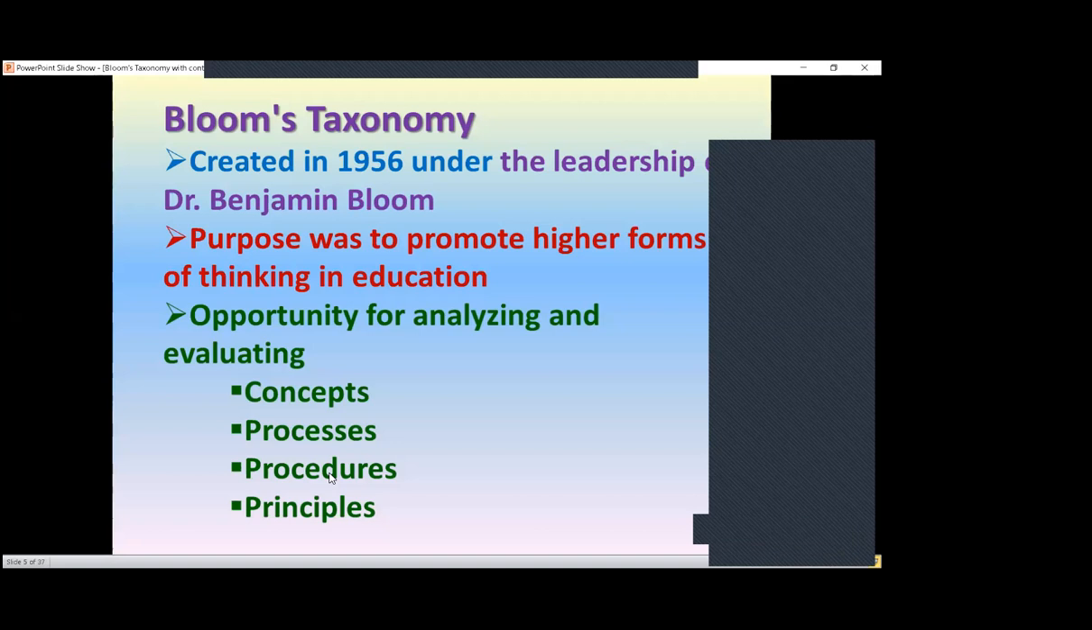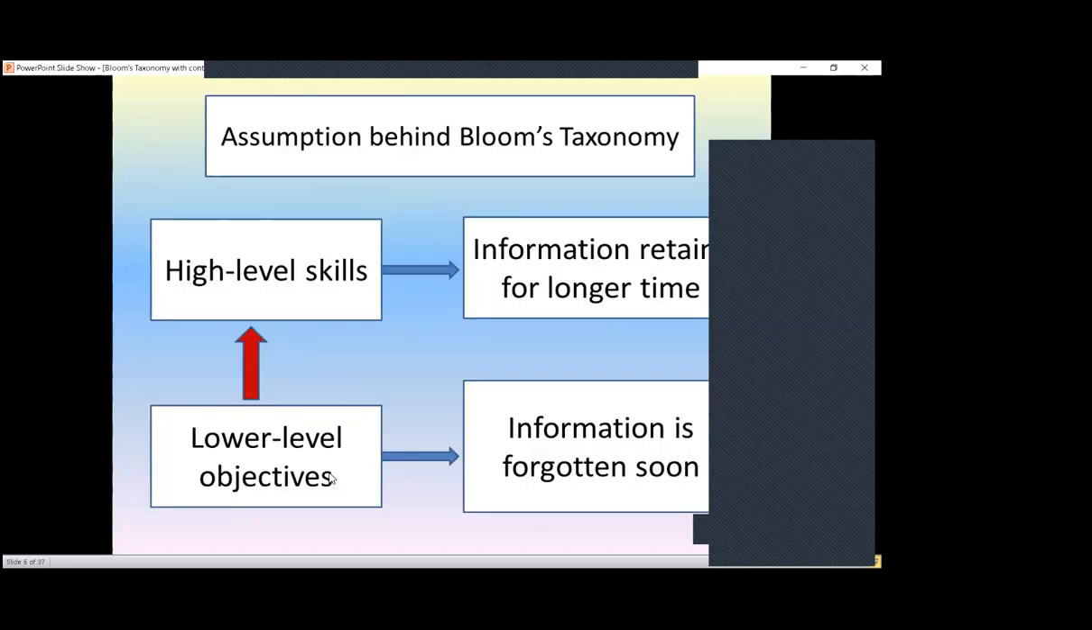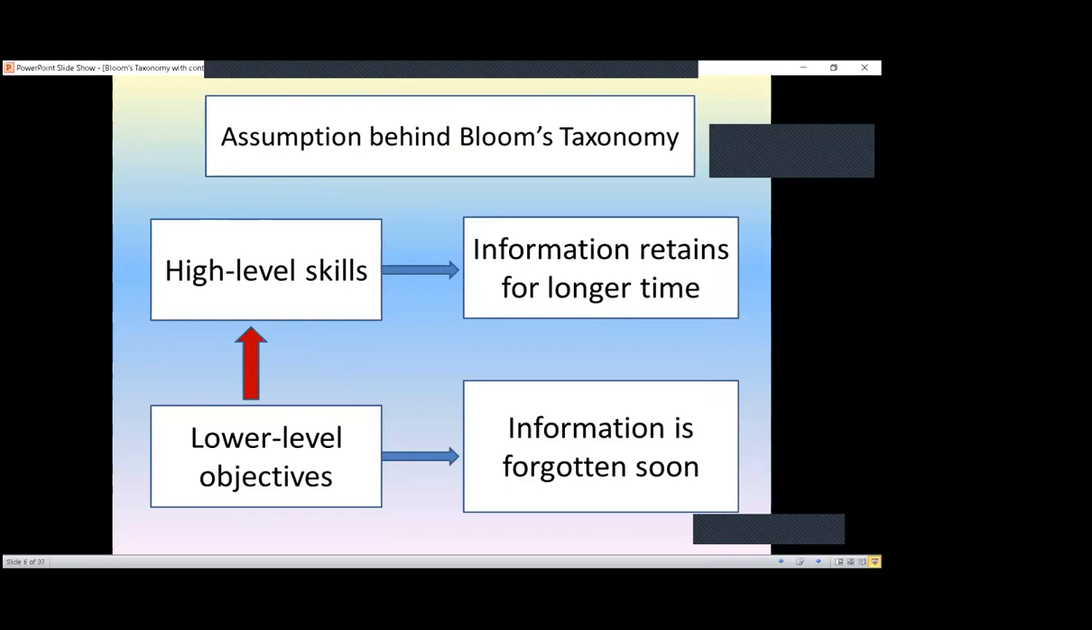So let us see what this Bloom's taxonomy is, what the different parts of Bloom's taxonomy are, and let us see these parts one by one. The basic assumption behind Bloom's taxonomy is that whenever we keep the objectives at a lower level, the information is forgotten soon. When it is lower level, students are only repeating whatever information is there and just writing it in the examination. So that information is definitely forgotten.